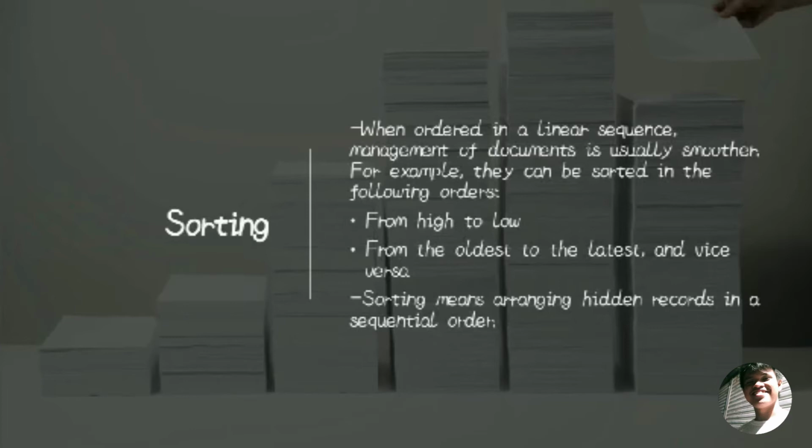So, when ordered in a linear sequence, the management of documents is usually smoother. For example, they can be sorted in the following order: from high to low, from the oldest to the latest, and vice versa. So, balik-balik, pwede mabalik-balik. So, sorting means arranging records in sequential order.